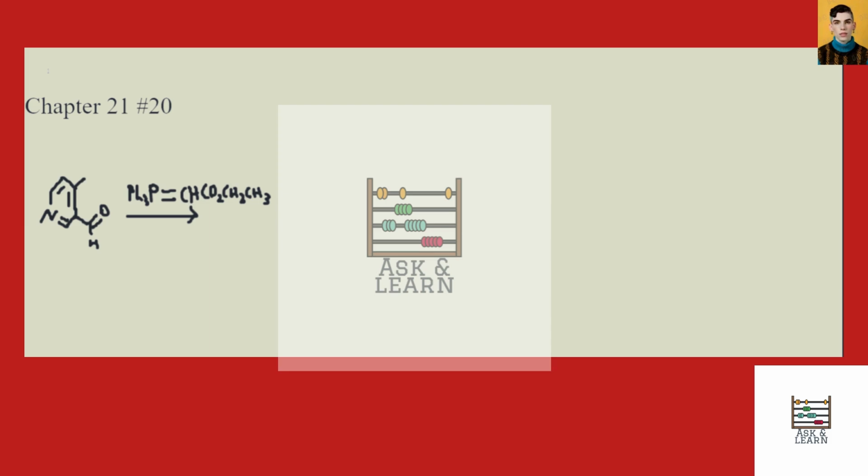This is the answer to Chapter 21, problem number 20 from the Smith Organic Chemistry textbook. This problem asks us to draw the product of a series of reactions. We're given this starting material here, which I've drawn, which the problem identifies as molecule A. And so there's molecule A.